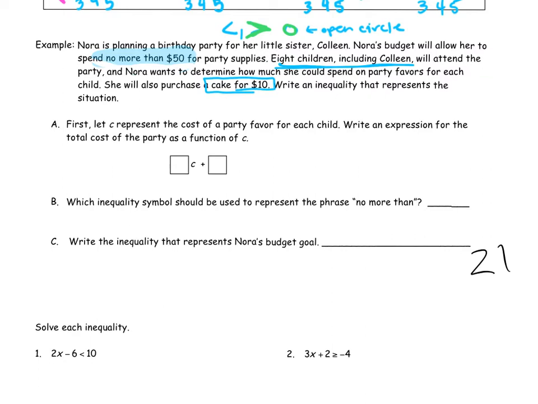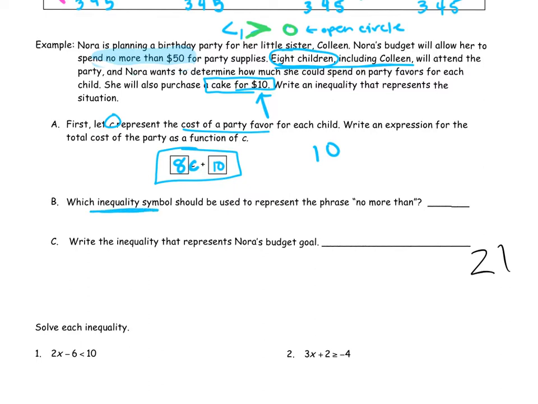Well, we're going to let C represent the cost of the party favor for each kid, and we want to write what that's going to look like as an expression. Again, we're spending $10 on a cake no matter what, and we are spending money on each party favor for the 8 children. C represents the cost of the party favor. So we have 8 children times the cost of the party favor, plus the $10 I'm spending no matter what on the cake. That's what our expression will look like so far.